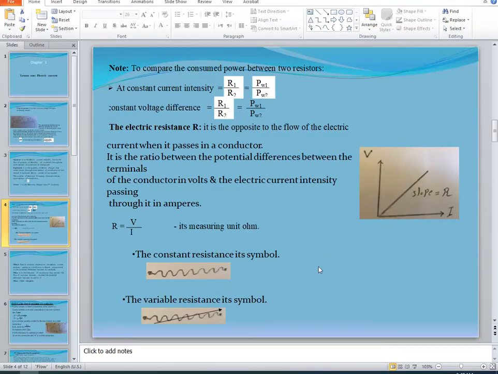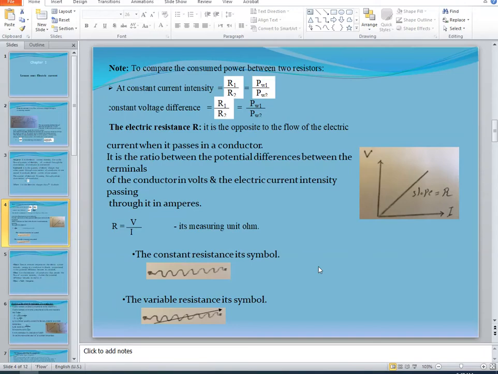Okay, dear students, now we will continue our analysis of the concepts of electricity. We are now studying the concept of ohmic resistance. What is the meaning of ohmic resistance? During the passing of the electric charges through the conductor, you will find that the atoms of the metal vibrate. Vibrate means moves up and down.